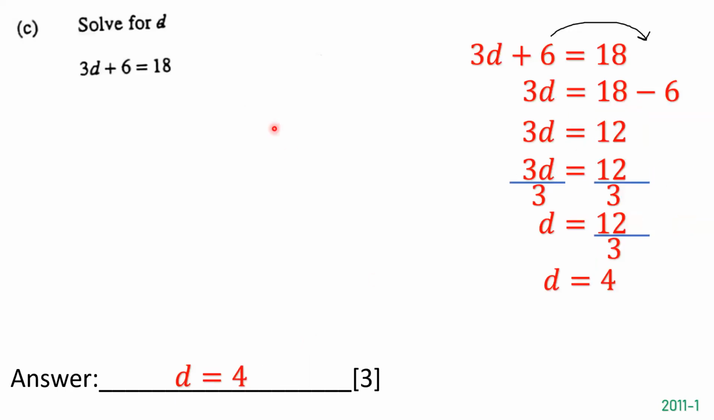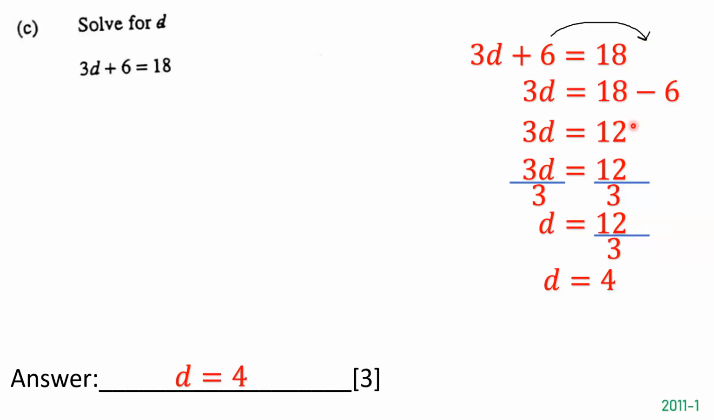Here we have 3d plus 6 equals 18. The idea is that we want to isolate our variable. We want our letter on one side and everything else on the other side. And so we're going to send the 6 over the equal sign. Notice that this was positive 6, and when we send it over the equal sign, it becomes a negative 6. And so we have 18 minus 6.